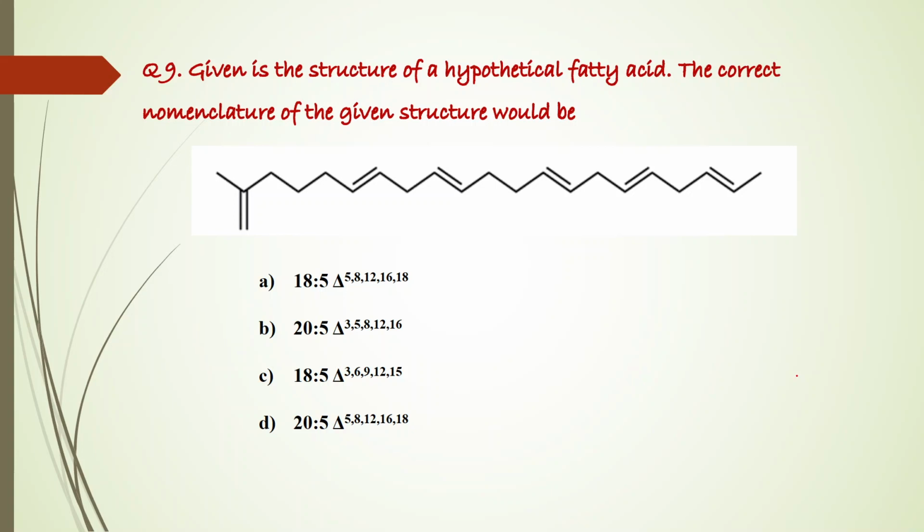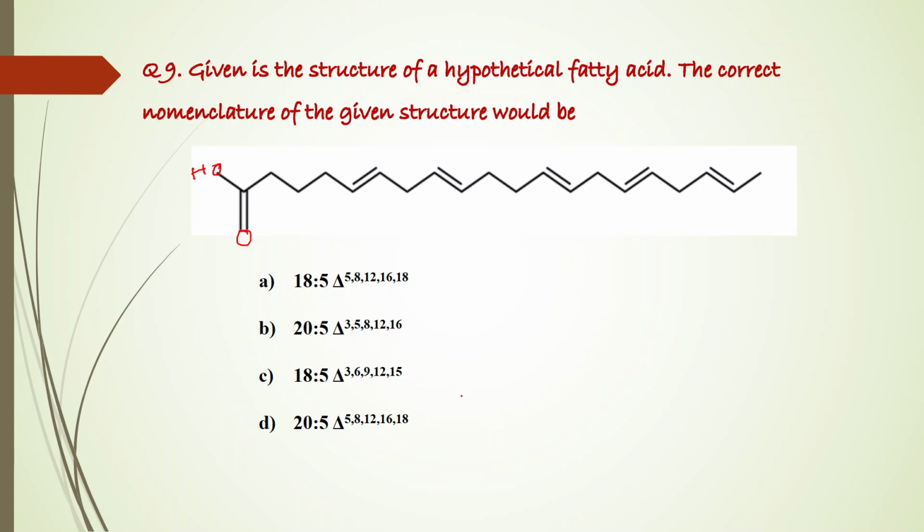This is your structure. Given the structure of this hypothetical fatty acid, what would be the correct nomenclature of the given structure? First of all, there is a mistake. In all fatty acids, this should be COOH. Okay, this is your proper structure. So this is the structure of a hypothetical fatty acid. You have to identify its correct nomenclature.